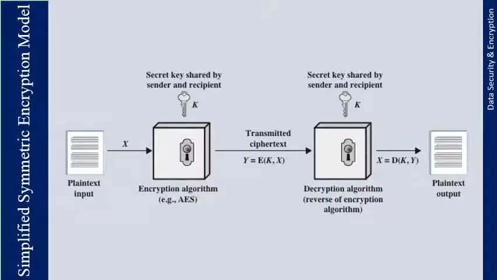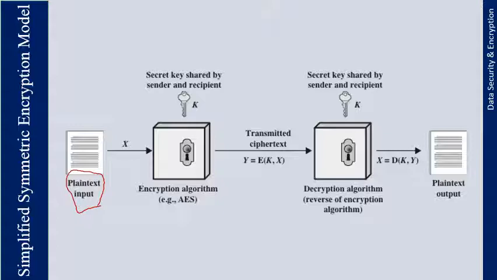This image presents a simplified symmetric encryption model. A symmetric encryption scheme or model has five different ingredients. The number one is the plain text. Plain text refers to the original input message or the data that is fed to the algorithm. So it can contain any message, any file, or any image, or any other kind of related data.